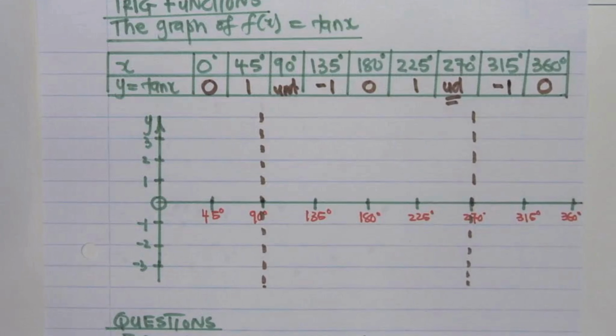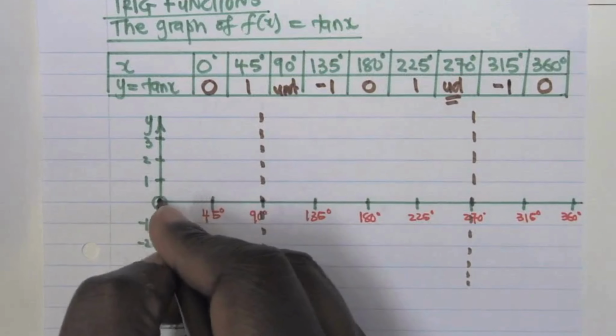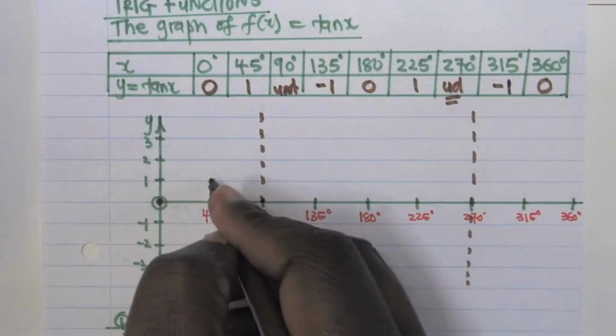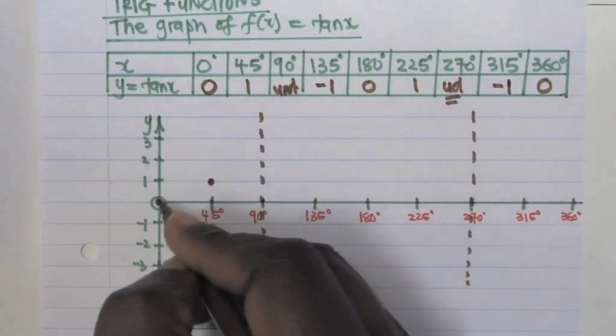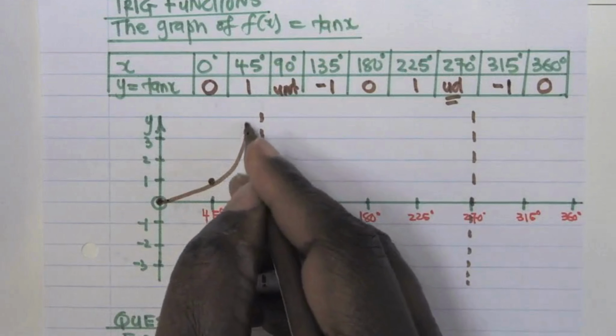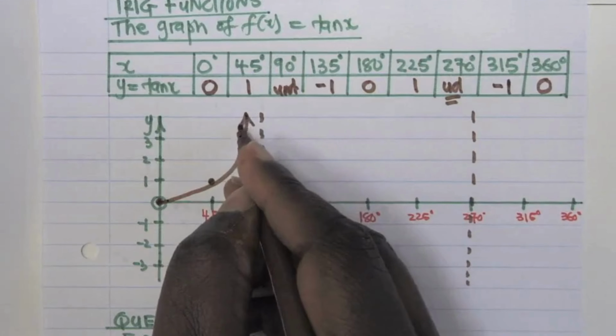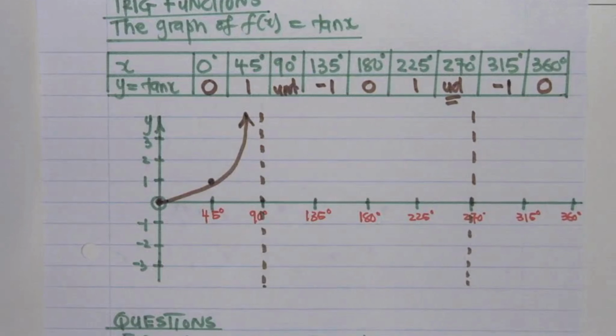So let's plot these points. This one is 0, 0. At 45, I have 1. I can put up the shape of the graph. It passes through the point, and it goes to the asymptote.